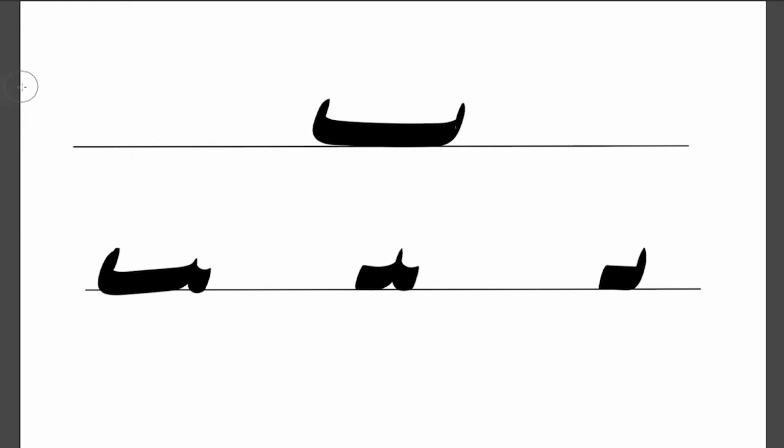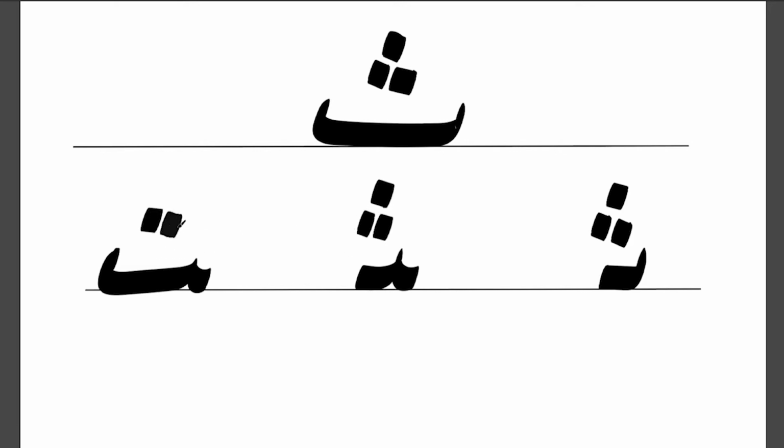So the Tha is very similar, except that we put here 3 dots. So this is 1, this is 2, and this is 3. Okay, 3 dots. Here 1, 2, and 1 above, and here 1, 2, and 1 above, and this gives you the Tha. And this is how we write our first group of letters, which is the Ba, Ta, and Tha, and we add to them the Alif.